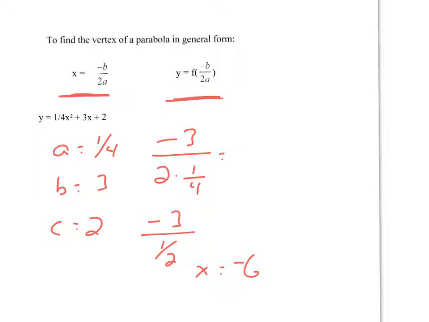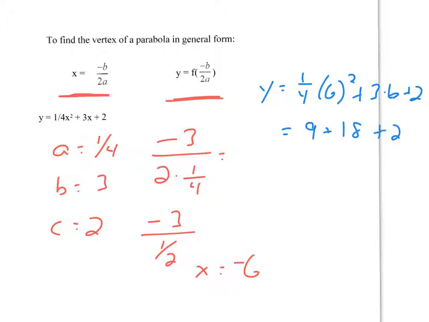Once I have that negative 6, I'm going to plug it into my equation to get my y. So y is going to equal 1/4 times 6 squared plus 3 times 6 plus 2. 6 squared is 36. 1/4 of 36 is 9. Plus 3 times 6, which is 18, plus 2. So now my y is going to equal 9 plus 18 is 27, plus 2 is 29. The vertex of this parabola is at negative 6, comma 29.